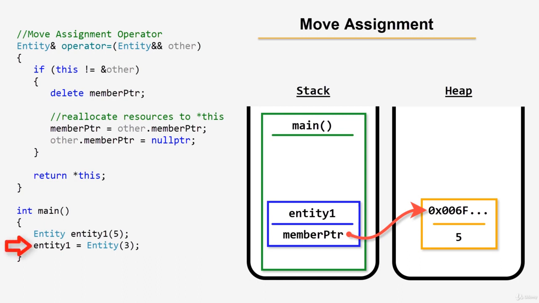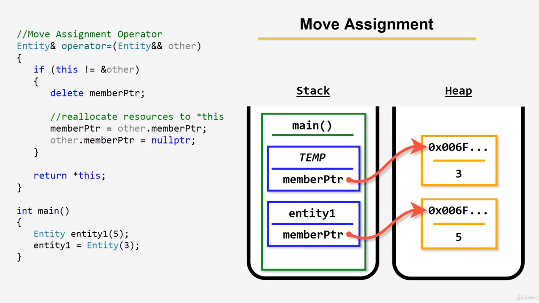Then we move on to the second statement in main. We assign an R value to entity1. The R value or temporary object is constructed. You write the class name, follow that by parentheses, and specify the argument. That creates a temporary object or an R value, and we are now doing assignment. Entity1 already exists, so we are not going to use the copy constructor or the move constructor. We are going to do assignment. We now have two objects, entity1 and some temporary object. Both of those point to distinct dynamic variables on the heap.